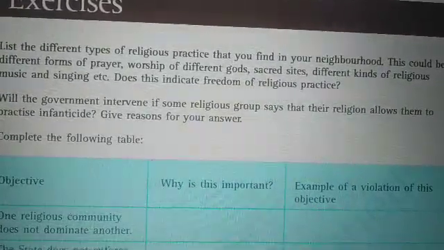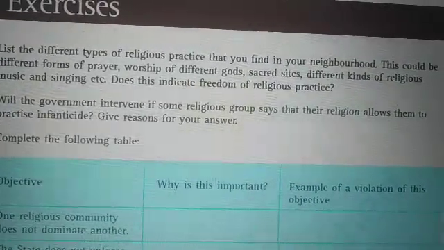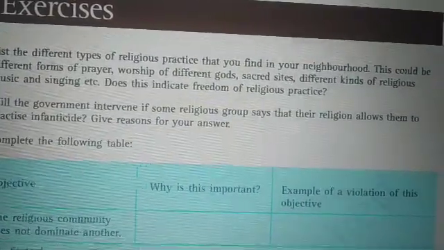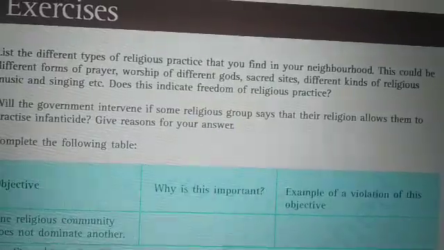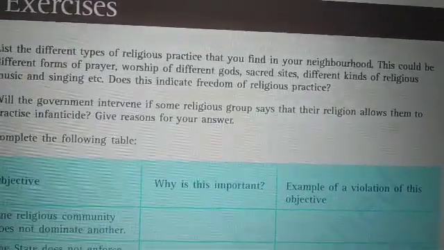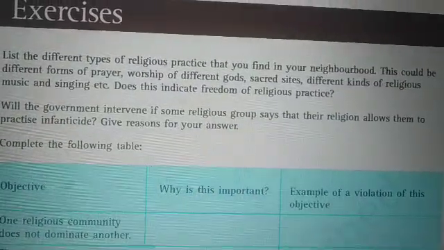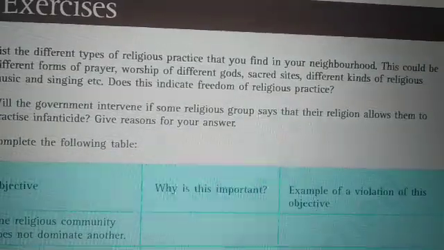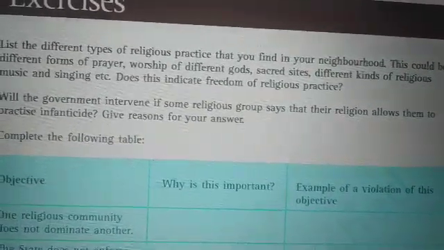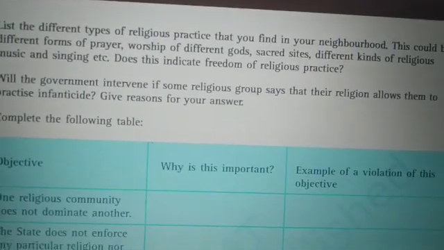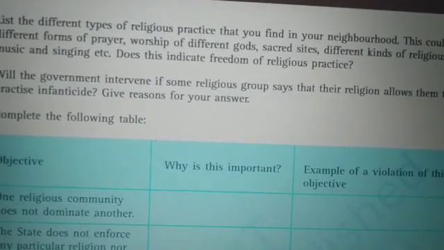So the government in any democratic nation would intervene if some religious group says that their religion allows them to practice infanticide, because this tradition goes against the fundamental right to life. It involves the killing of an innocent and is hence unacceptable in society. So the government can interfere in this practice.